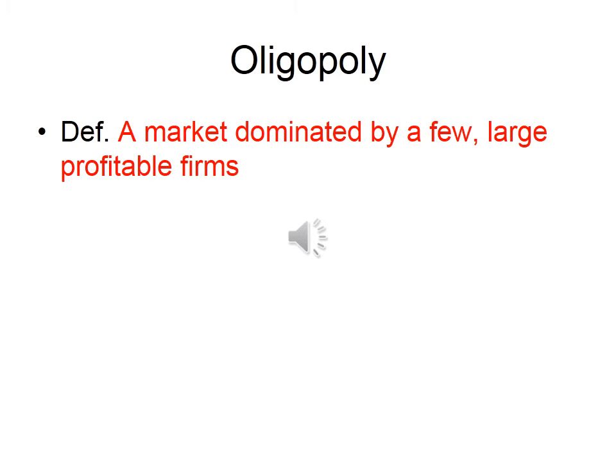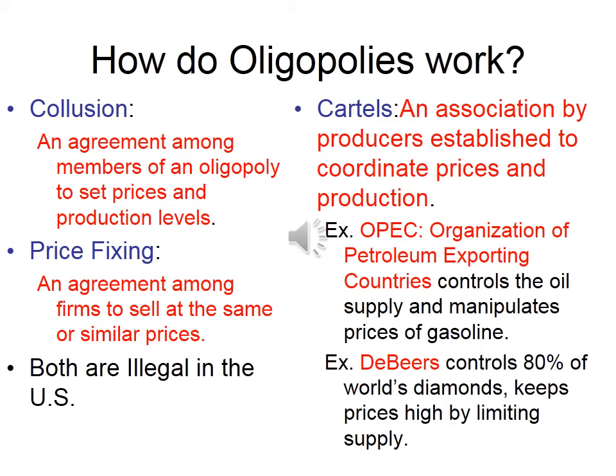What is meant by oligopoly? The definition is: it is a market which is dominated by a few large profitable firms. How do oligopolies work? First we have collusion, which means an agreement among members of an oligopoly to set prices and production levels. Price fixing is an agreement among firms to set the same or similar prices. Both are illegal in the US.